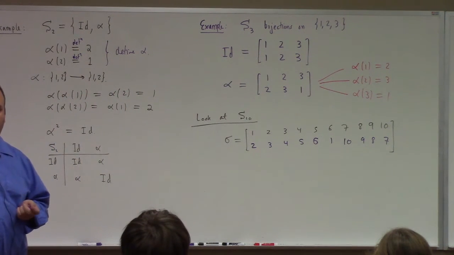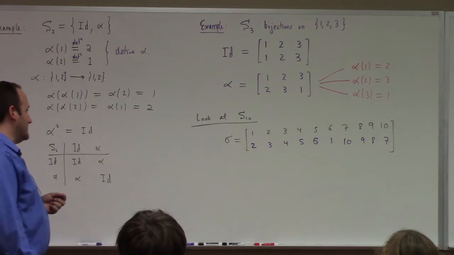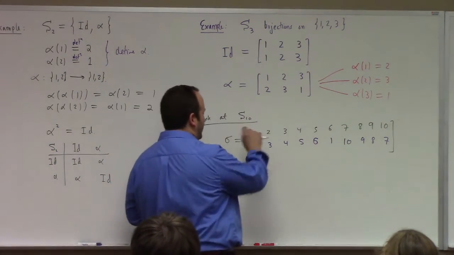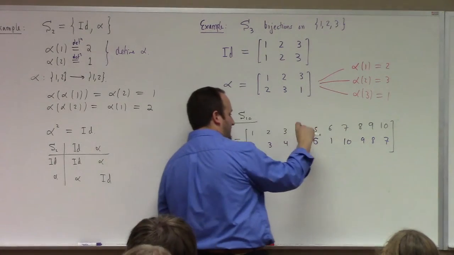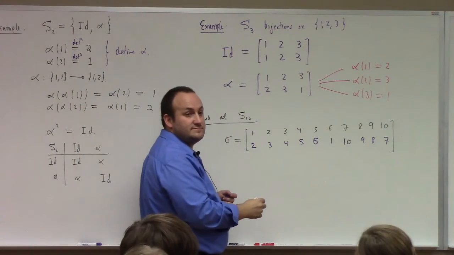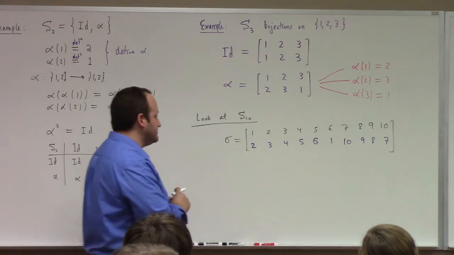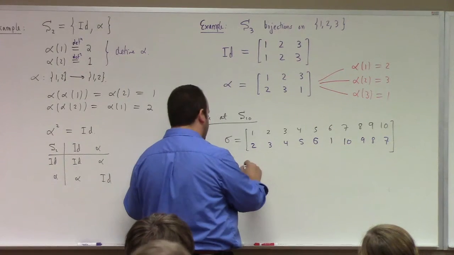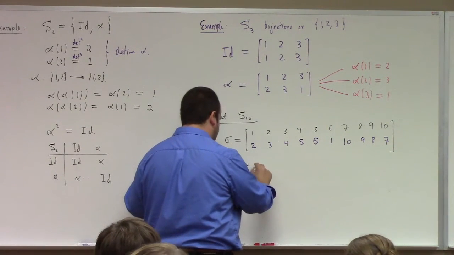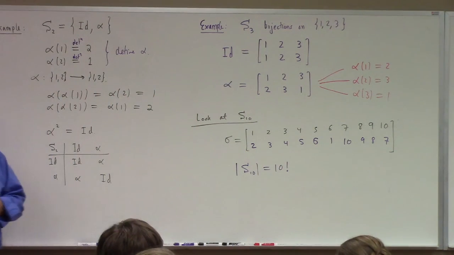How many different ways are there to assign 10 distinct numbers to 10 distinct spots? Lots? How many? 10 to the 10th? No. The first one I have 10 choices. The second one I have 9 choices. Then 8 choices, then 7 choices, then 6 choices, 5 choices, 4 choices, 3 choices, 2 choices, 1 choice. What's that? Yeah, I'm not talking about digits. So anyway, long story short, the order of S10 is in fact equal to 10 factorial. Whew, that's a lot.